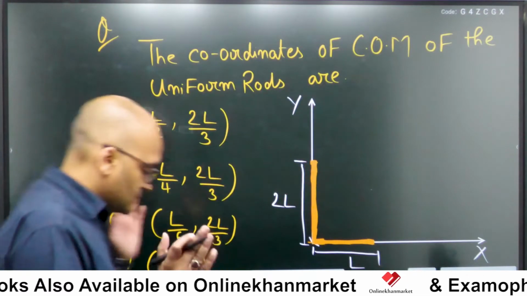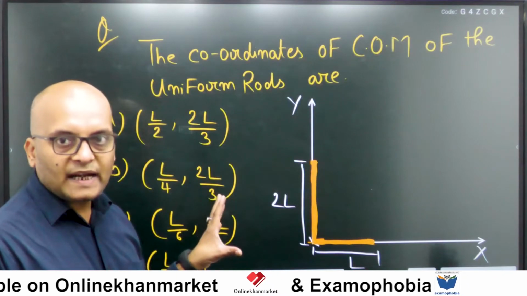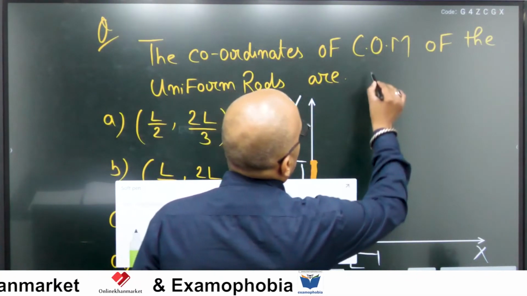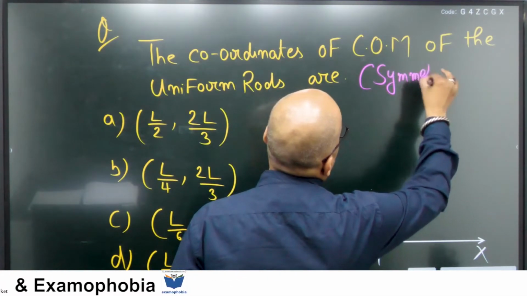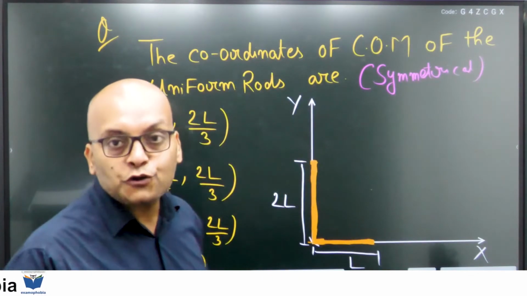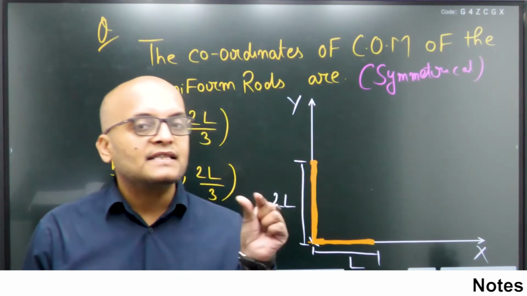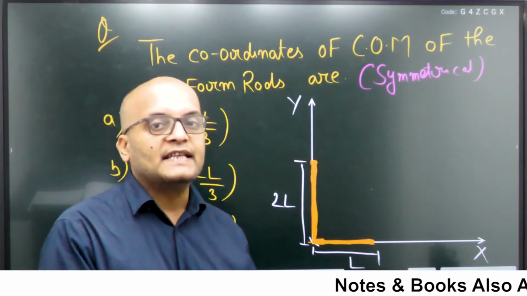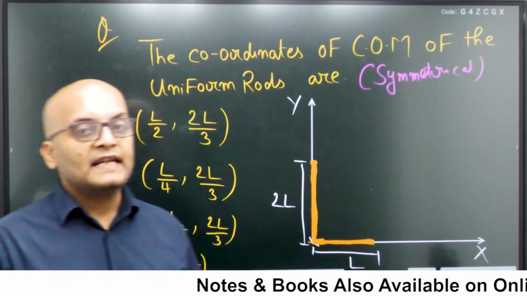So see, it is very simple. First of all, look at this system. What do we call these systems? These systems are known as symmetrical systems. Yes or no? Rod, wire, all these things are symmetrical. I told you in the last lecture. Remember that symmetrical systems, their center of mass lies at their geometrical center.